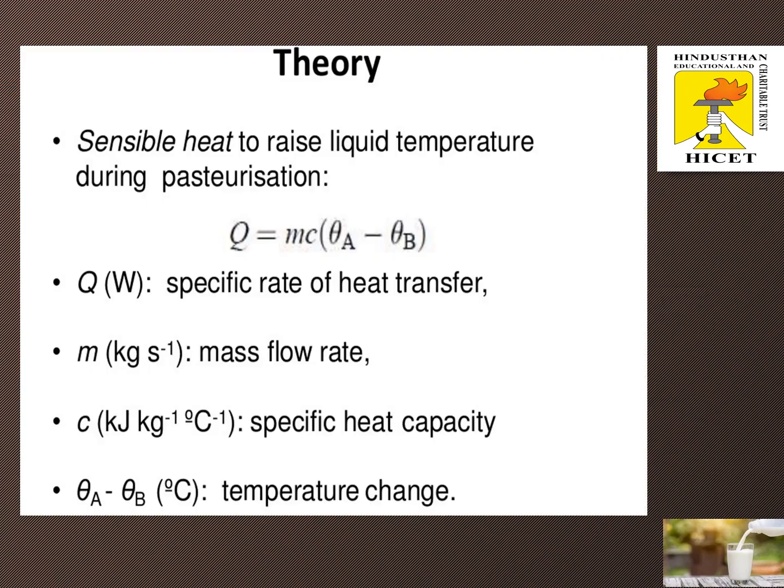And this is the theory. Pasteurization usually uses sensible heat. From 0 degrees Celsius to 99 degrees Celsius, we can measure the amount of heat required to raise the temperature by using the formula Q = mc(θA − θB), that is, the temperature difference, as I told, from 0 towards 99 degrees Celsius. The initial temperature of the milk is, for example, 4 degrees Celsius, and you are heating it to 72 degrees Celsius.